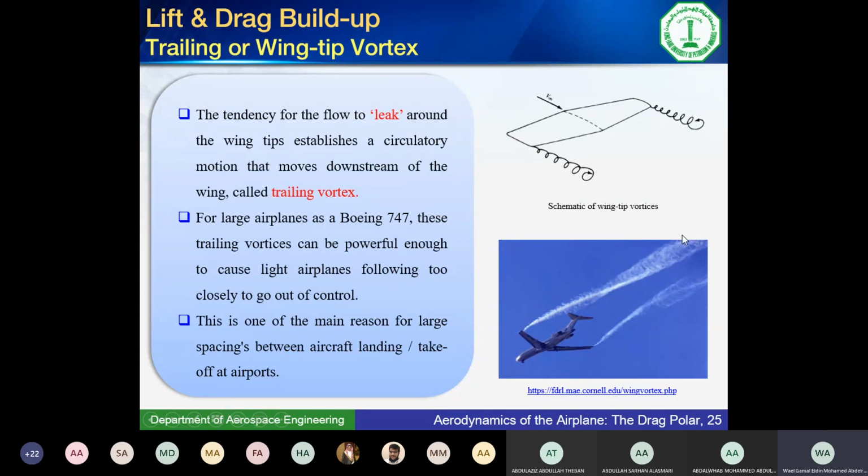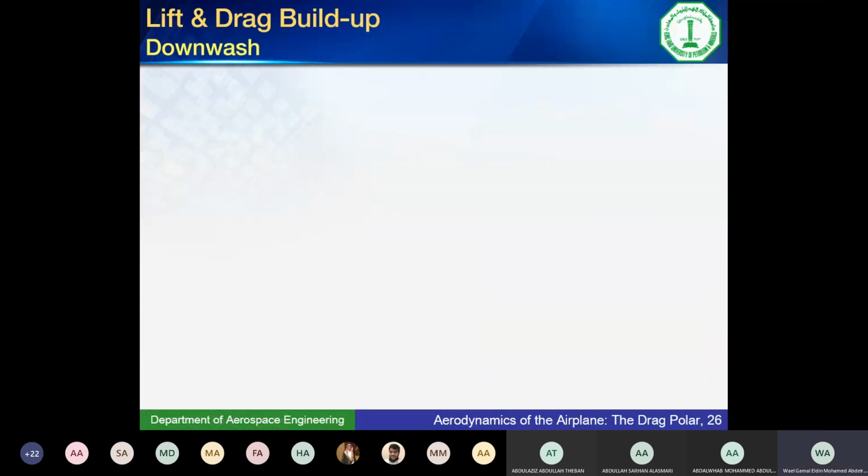And that's the reason why there is a separation in takeoff timings between aircraft. If you are on board a 737 and in front of you on the taxiway and on the runway is a 747, your aircraft cannot take off right after the 747. You have to wait for about 3 minutes, 4 minutes before your aircraft takes off, so that these wingtip vortices have calmed down. Okay.